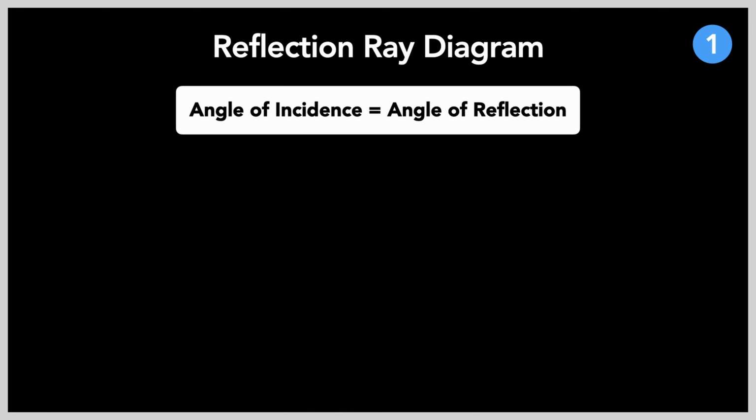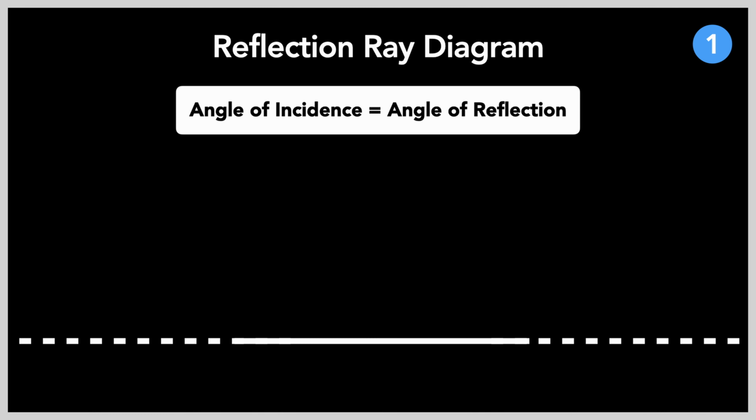Light is relatively intangible. Thus, in order to visualize reflection taking place, we can plot ray diagrams. An important thing to remember is that the angle of incidence is always equal to the angle of reflection. We'll get to those terms later.